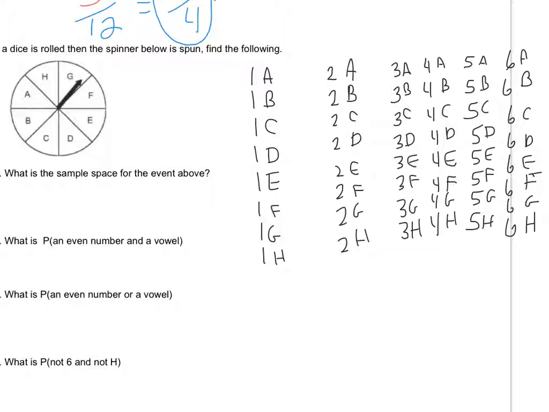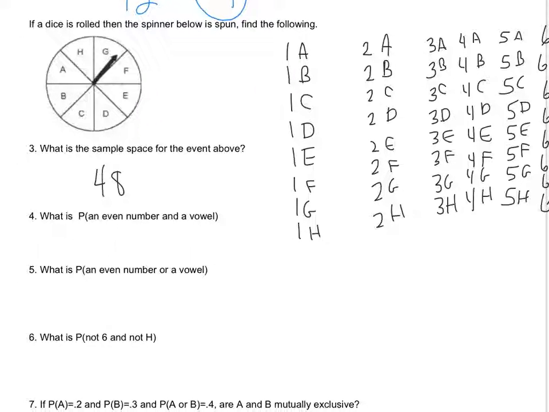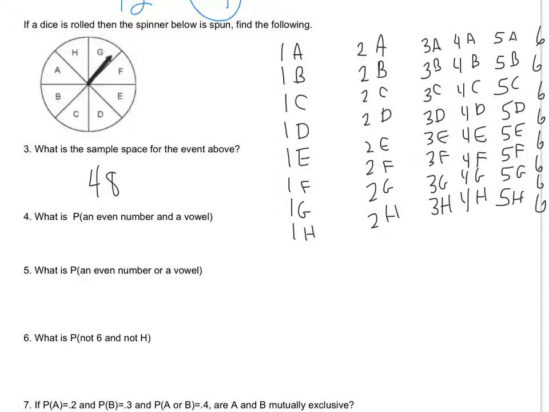So we look at these, we have 8 in each column, and there are 6 columns, so we have 48 different values. So there's 48 in the sample space, and they are listed to the right. So we have a couple of questions. The first one says, what is the probability that we roll the dice and spin the spinner, and we get an even number and a vowel?